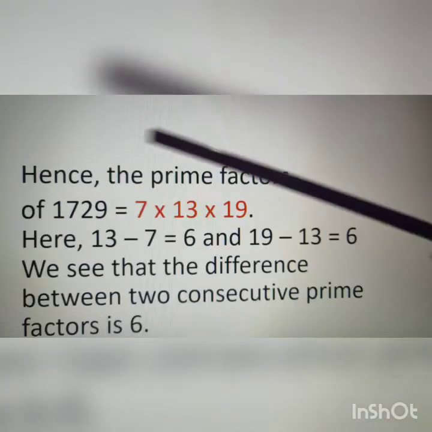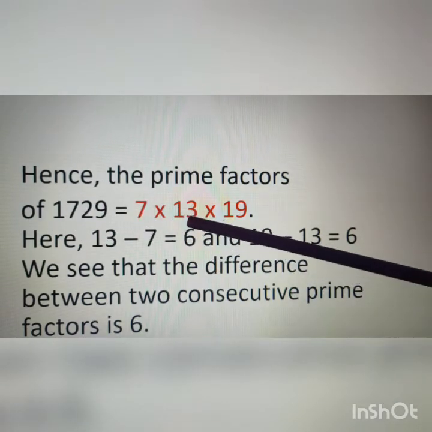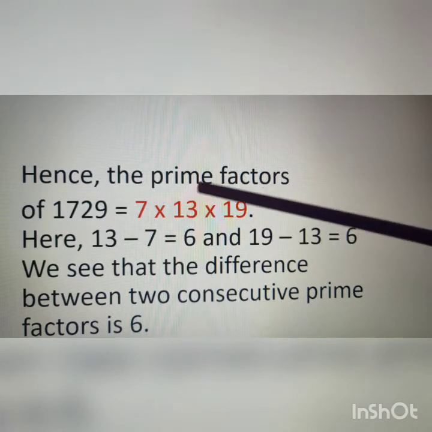Hence, the prime factors of 1729 is equal to 7 into 13 into 19. Now, we have to find out the relation between consecutive prime factors.